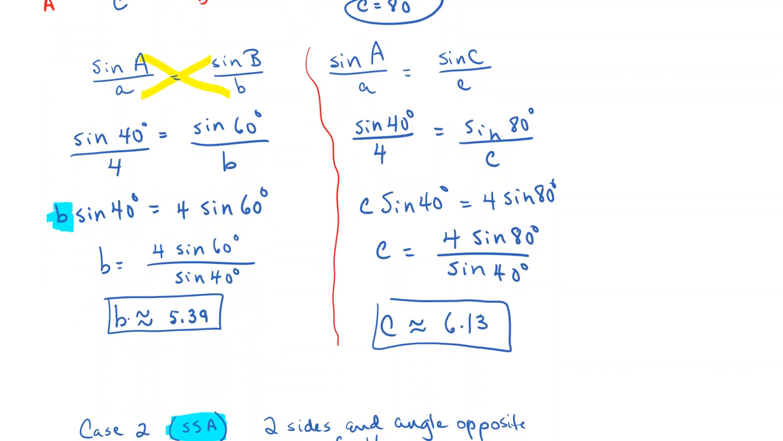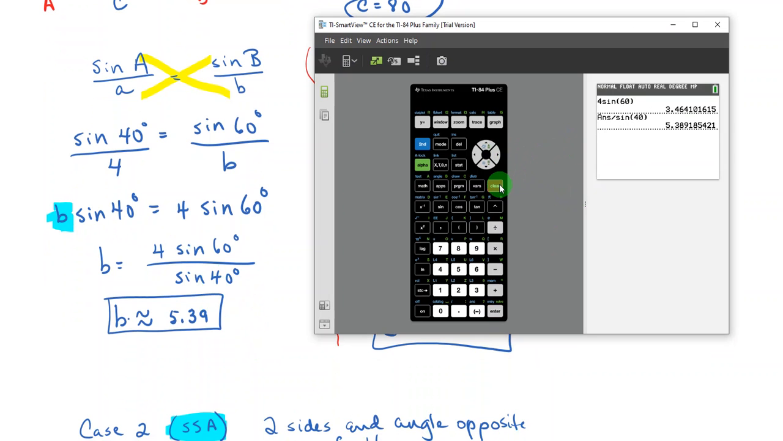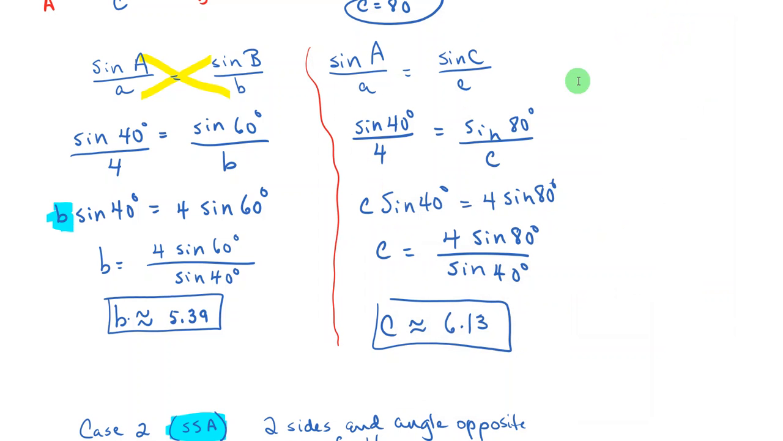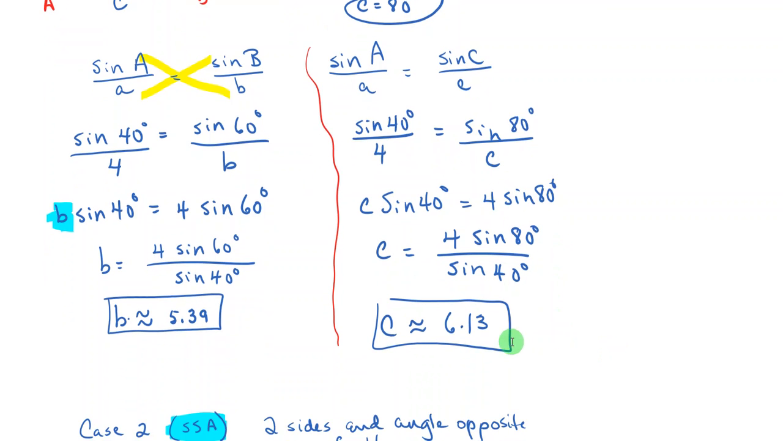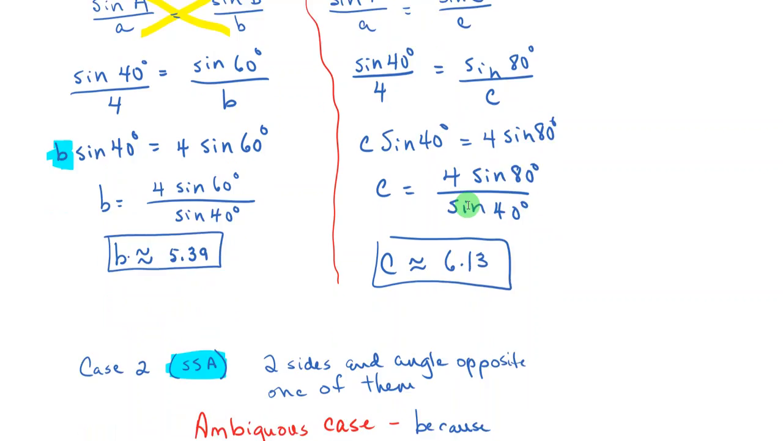And we have here, if we look at our calculator, let me clear that. And so you would just do 4 sine 60, making sure you're in degrees, divided by sine 40. And we get 5.389. It'll round to 5.39. So then you would do the same thing to solve for c, using 40 and 4, and using 80, and there's your 80, solving for c. You do exactly the same thing and use your calculator, and you will have gotten the two sides and the third angle. All right.